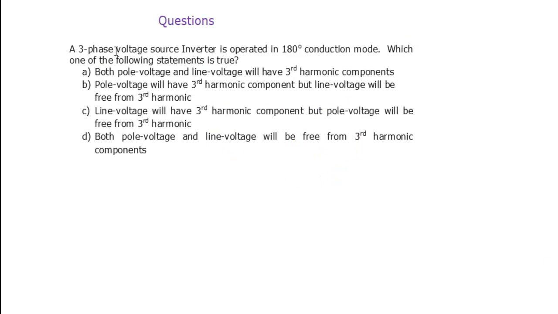A three-phase voltage source inverter is operated in 180-degree conduction mode. Which one of the following statements is true? Both pole voltage and line voltage will have third harmonic component. Pole voltage will have third harmonic component, but line voltage will be free from third harmonic. Line voltage will have third harmonic component, but pole voltage will be free from third harmonic. Both pole voltage and line voltage will be free from third harmonics.